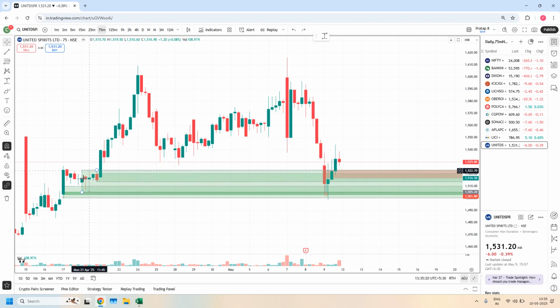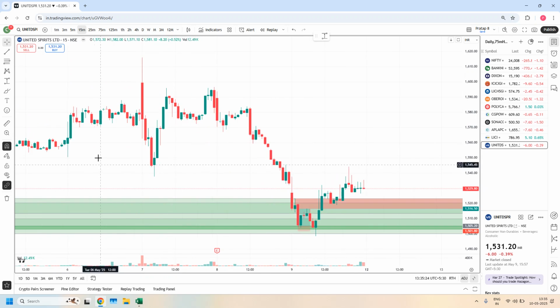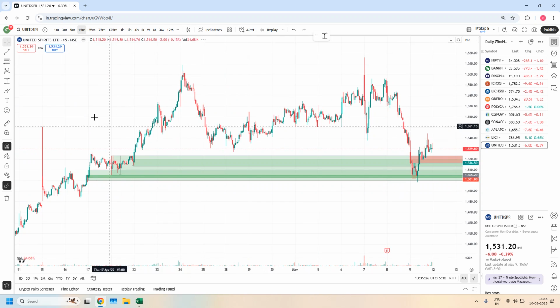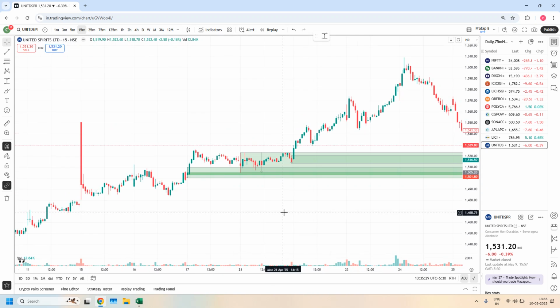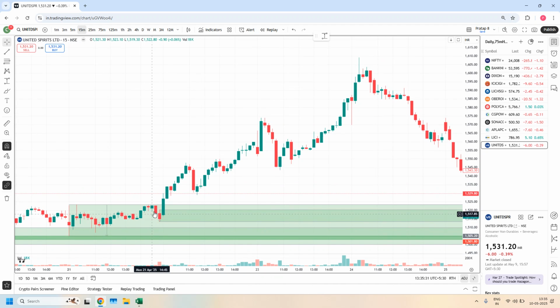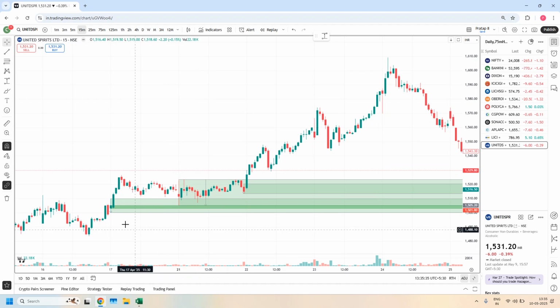Okay, this is the 75-minute zone. This 75-minute zone is fine-tuned with the 15 minutes time frame. See here you have a 15-minute zone. You have a drop candle, you have a base candle, you have a rally candle, and also see here you have a drop base rally.